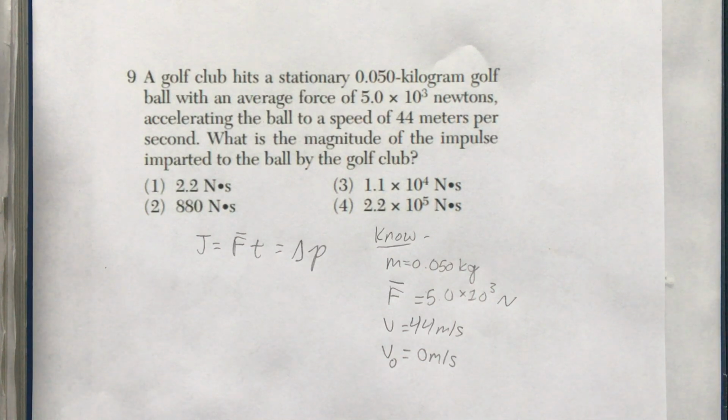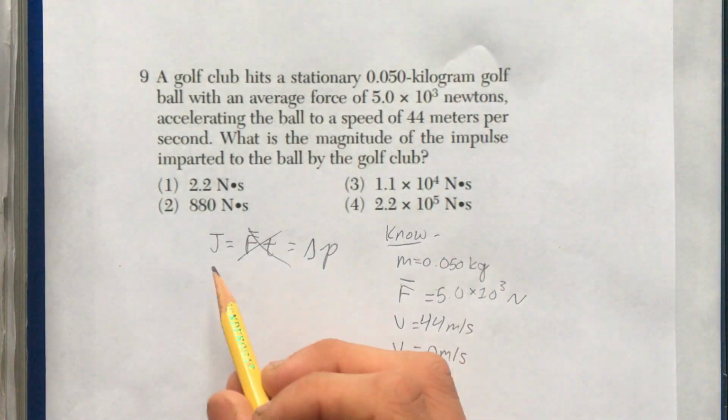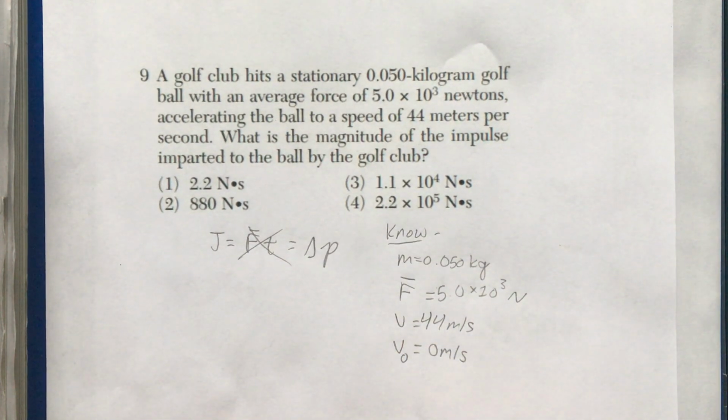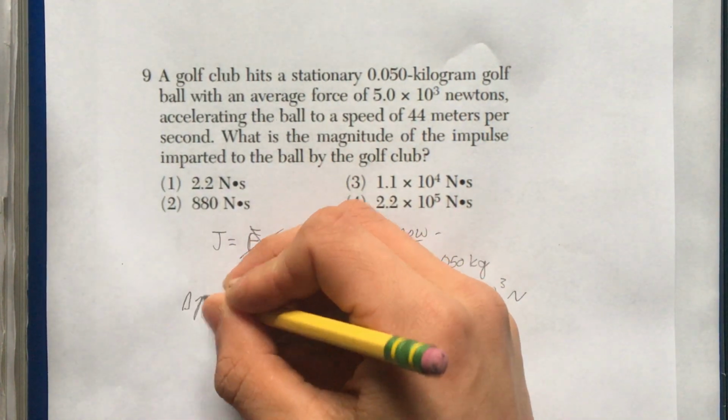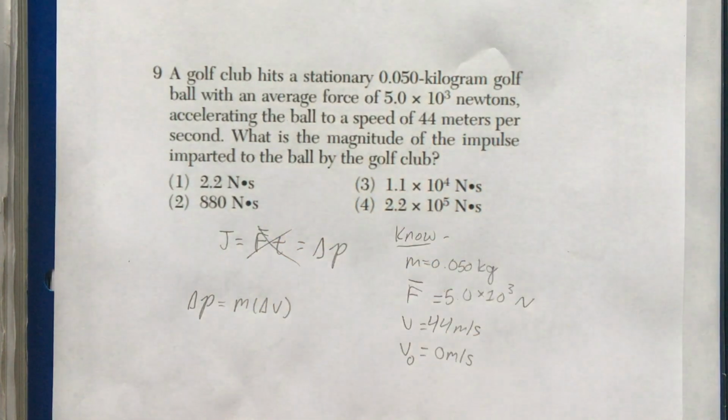But if you notice, in this question they ask us for the impulse, but they don't give us the time that the force is applied for. So we aren't going to end up using this equation. We'll use impulse is equal to change in momentum. And then we know the change in momentum is equal to the mass times the change in velocity.